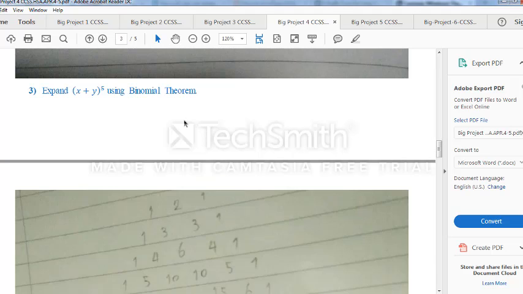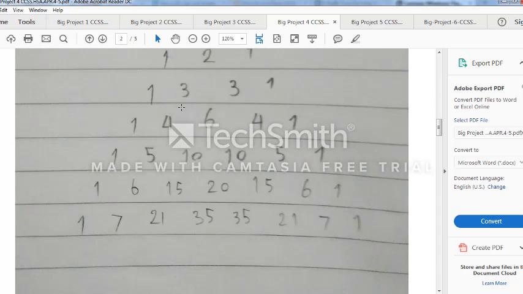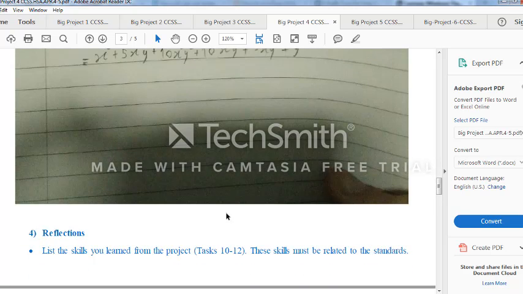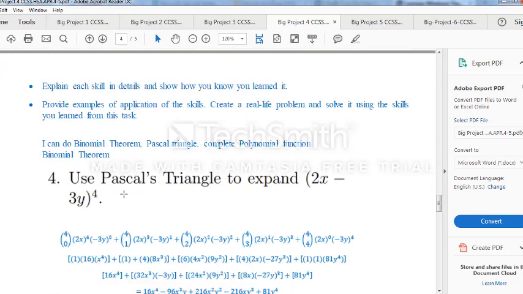For number 3, we have to expand (x + y) powered by 5 by using the binomial theorem. If we use the same graph as given in number 2, we can find it the easiest way, because as you can see here in number 5, if we don't have a graph, we cannot make it as fast as this one. Move on to the fraction.